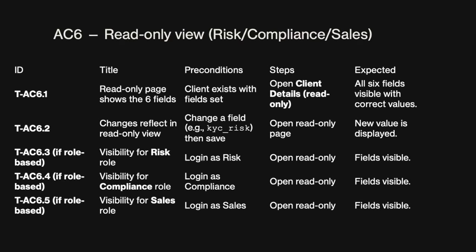TAC 6.3 to TAC 6.5. Log in as risk, compliance, and sales. Each role can see the page but cannot edit it. No editable controls, and any update attempt is blocked. UI disabled, no POST, no PUT. Why this matters: these checks ensure downstream teams are looking at consistent, auditable data without the risk of accidental change, exactly what the acceptance criteria calls for.